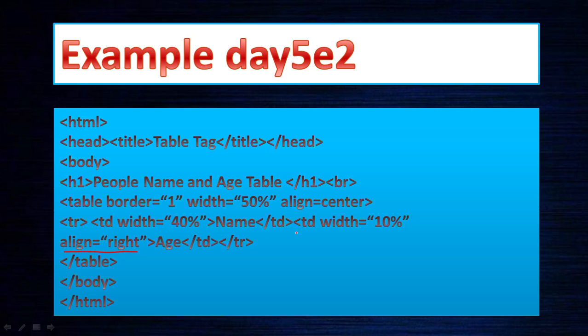So TD is the tag, width is equal to a percentage. This is the name and this is the corresponding value. Then there is a space here. Then the next, second attribute, then the corresponding value, then you are closing the tag. Between one attribute and another attribute, you can give one space, two spaces, that doesn't matter. But at least a minimum of one space is required.